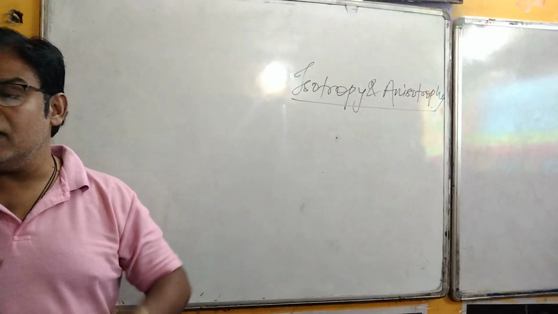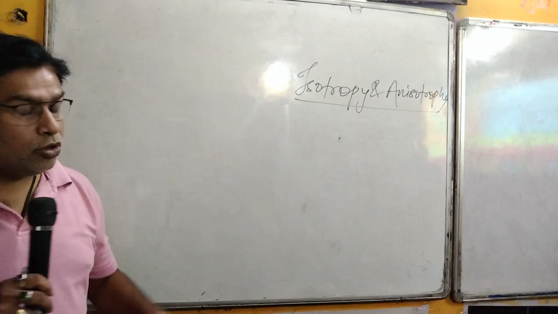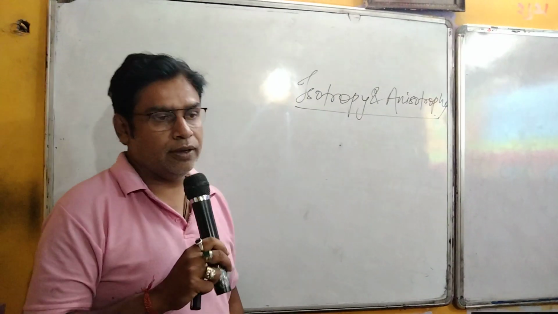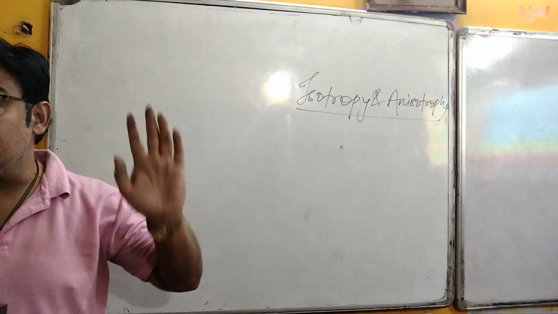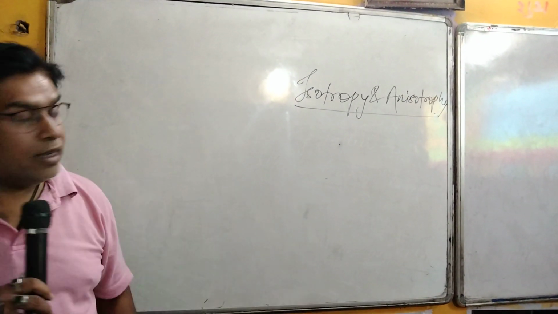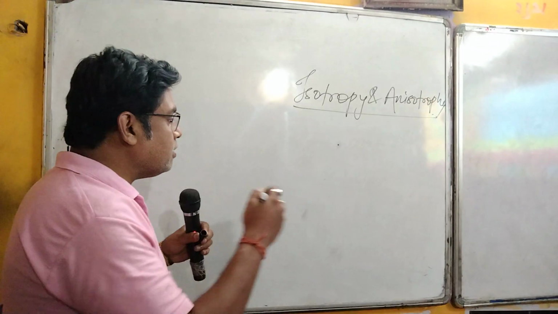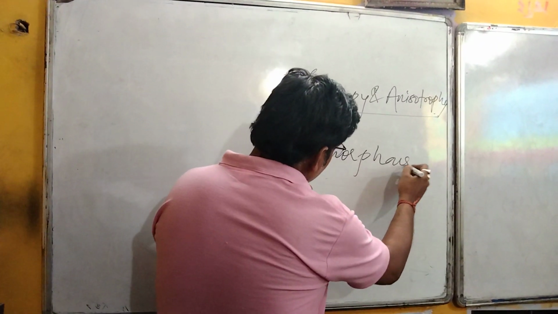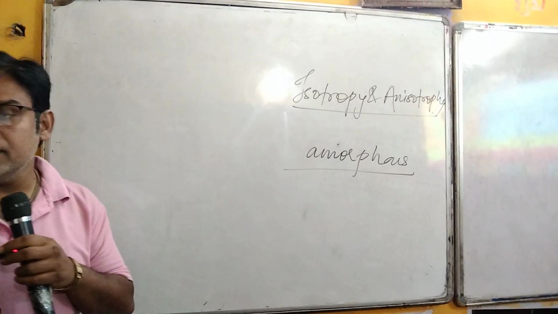What is this property called? Isotropy. And the substances which show this property are commonly known as isotropic. But this was in the case of which substance? This was in the case of amorphous substance.